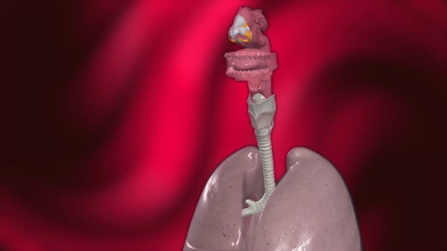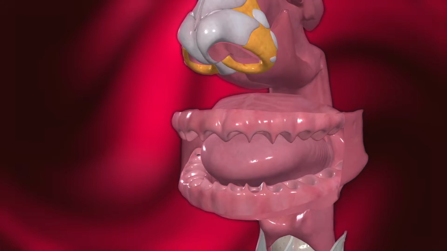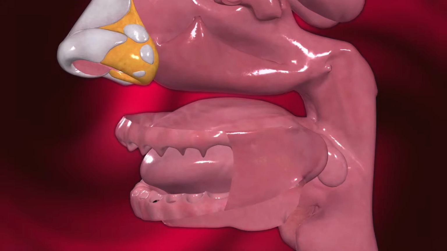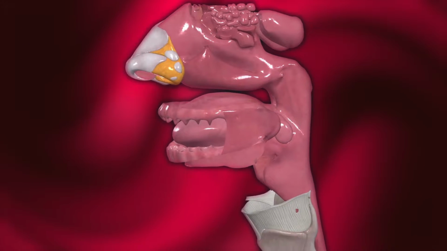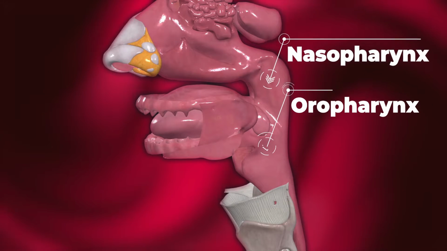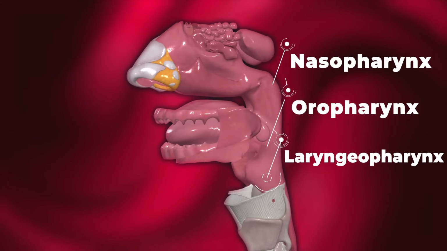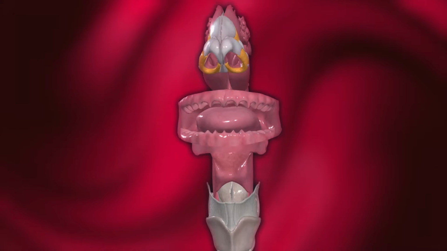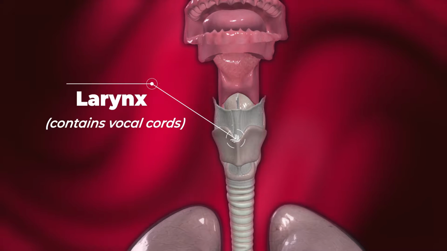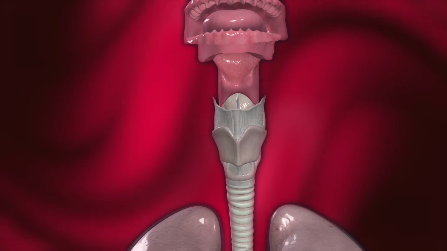Our journey into the respiratory system begins right at the nostrils. These open into the nasal cavity, which then gives way into the pharynx. The pharynx is divided into three parts: the nasopharynx, the oropharynx, and the laryngopharynx. The laryngopharynx, as the name suggests, opens into the larynx. The larynx, as it houses the vocal cords, is also called the voice box.